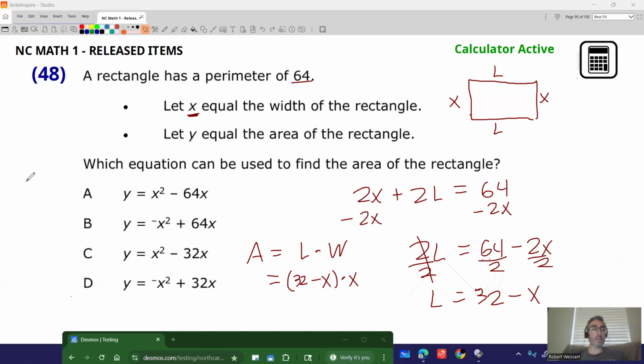And at this point, I'm going to distribute. So this is going to be 32x minus x squared. Rearranging this will get me negative x squared plus 32x. And you can see here that your answer will line up with the answer sheet. So it's not too bad to do algebraically if you're strong setting that up, but using a number in a pinch may help you get that answer by just plugging into your answer choices.